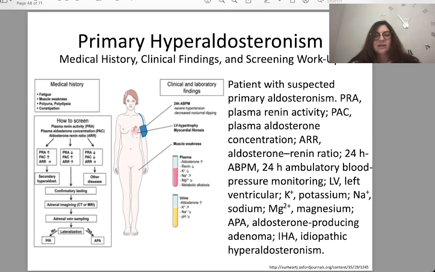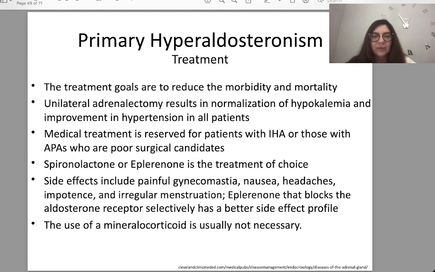Medical history, clinical findings, and screening. Patient with suspected primary aldosteronism. We should do PRA, as we said, plasma renin activity, PAC, plasma aldosterone concentration, and the aldosterone-renin ratio, which you know is most informative. Then 24-hour ambulatory blood pressure monitoring, left ventricle size, levels of potassium, sodium, magnesium, and finding aldosterone-producing adenoma with visualizing methods, and idiopathic hyperaldosteronism.